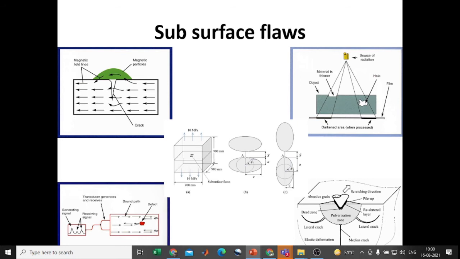Dendrite formation is happening. During dendrite formation there is molecular attraction, and in between the molecular attraction there are voids available. Due to these atomic structure voids, the lateral crack is initiated in the workpiece material. These kinds of defects we can identify with non-destructive testing, but we can't identify them with destructive testing. This is the advantage of the non-destructive testing procedure.